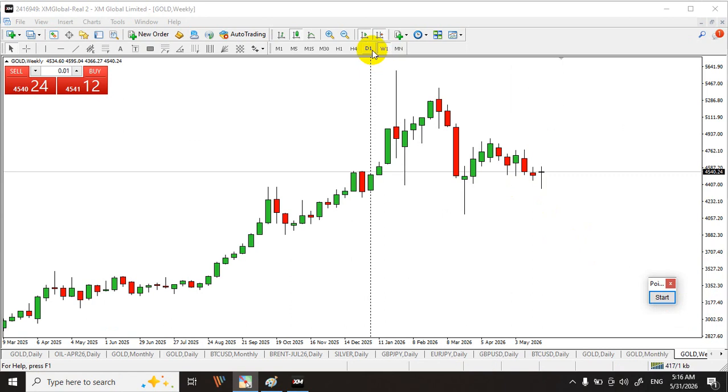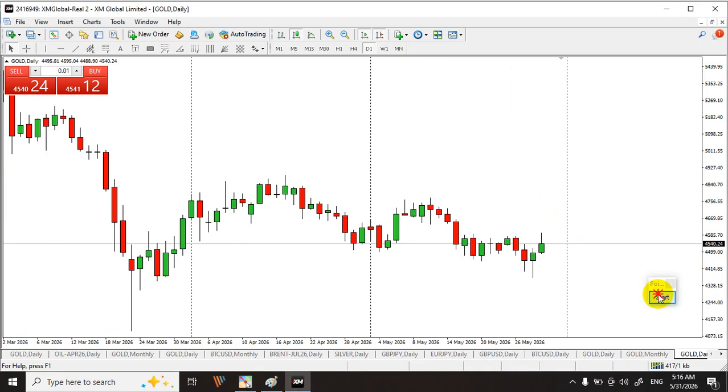Step 3, daily time frame analysis. Then we go down to the daily chart. We analyze the last 2 daily candles and check if they are aligned with the higher time frames. If the daily time frame is also bullish, then we now have alignment across multiple time frames.